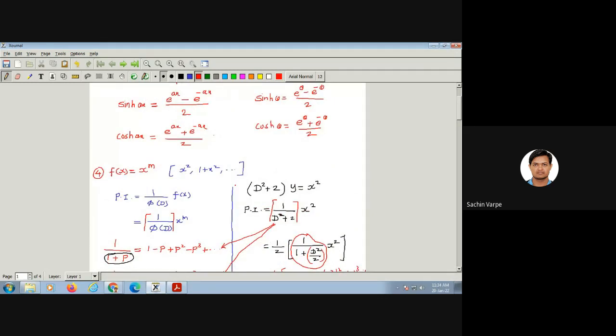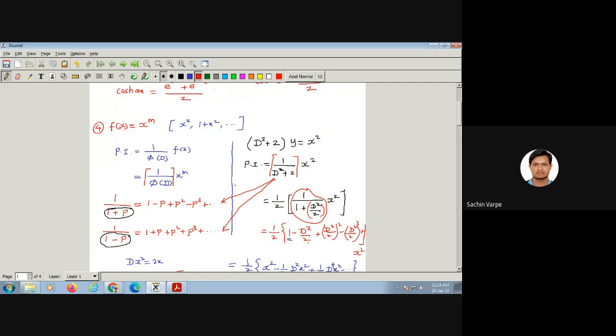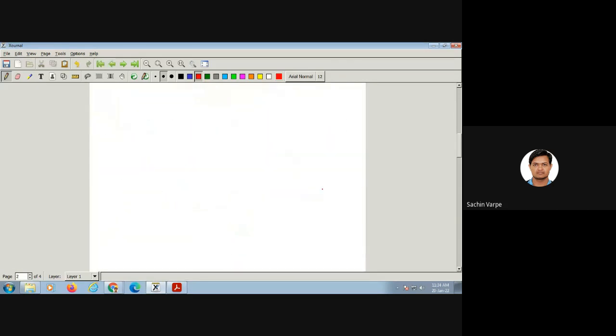Now the point is, if 1 is not there in the denominator, then we can take either the constant term common or the lower degree term common. If you have phi of d, that is 1 upon d square plus d, then how do we get 1 in the denominator? By taking the lower degree term common. So by taking d common, we will be getting 1 upon 1 plus d square by d, that is d x cube, right?